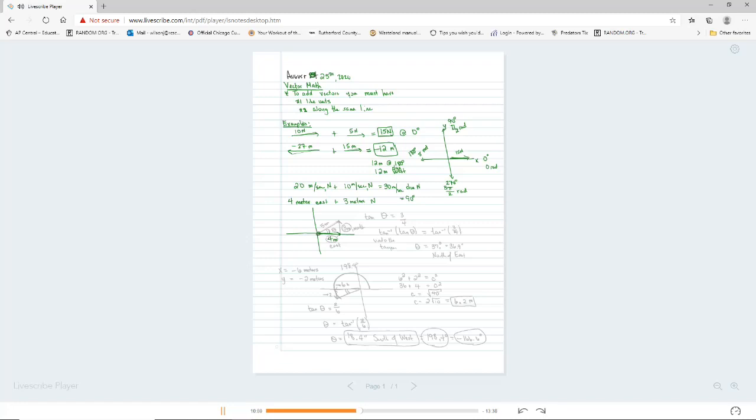So tail is over here. Tip of the arrow is over here. So then I draw the next one, 3 meters north. So there's our 4 meters east, 3 meters north. What is the result of that action?